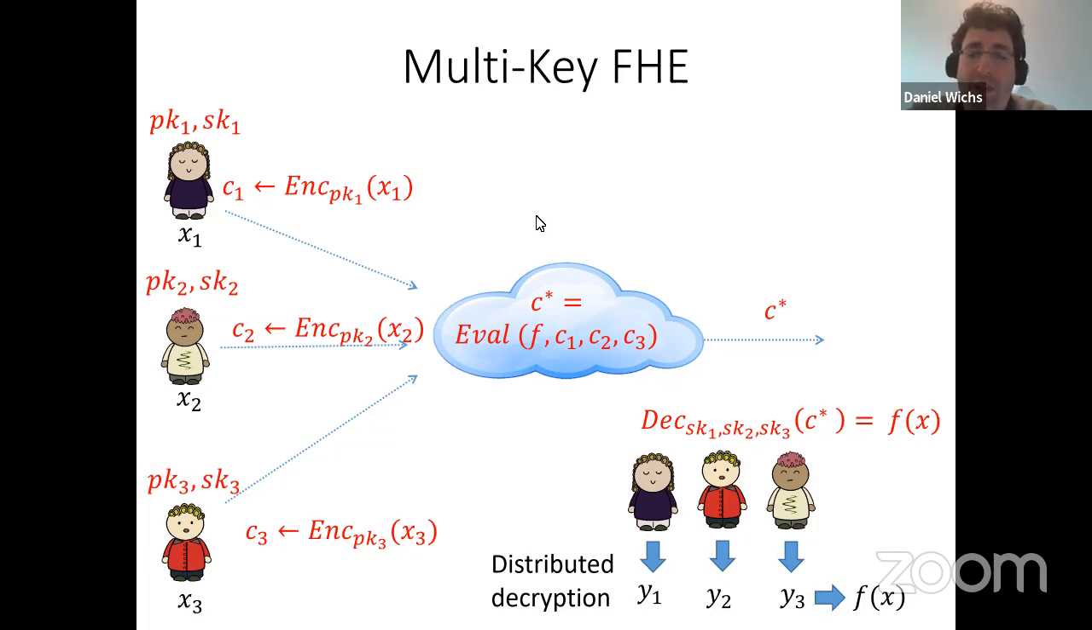So actually, they don't have to run some complicated interactive protocol, but each user just takes their own individual secret key and computes a partial decryption of the ciphertext C star. So they compute these 3 partial decryptions, Y1, Y2, Y3, and then you can combine these to recover f of X. So there's essentially a 1-round distributed protocol for decrypting the ciphertext.